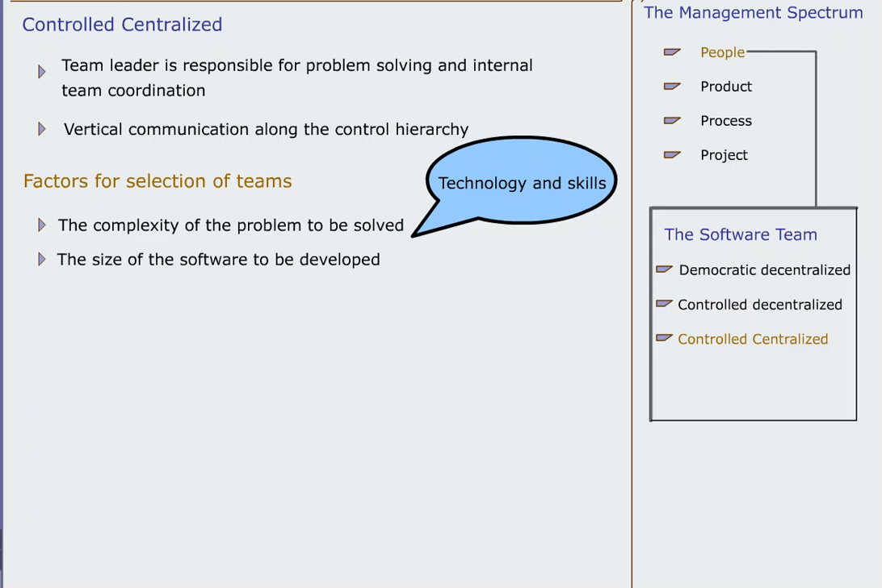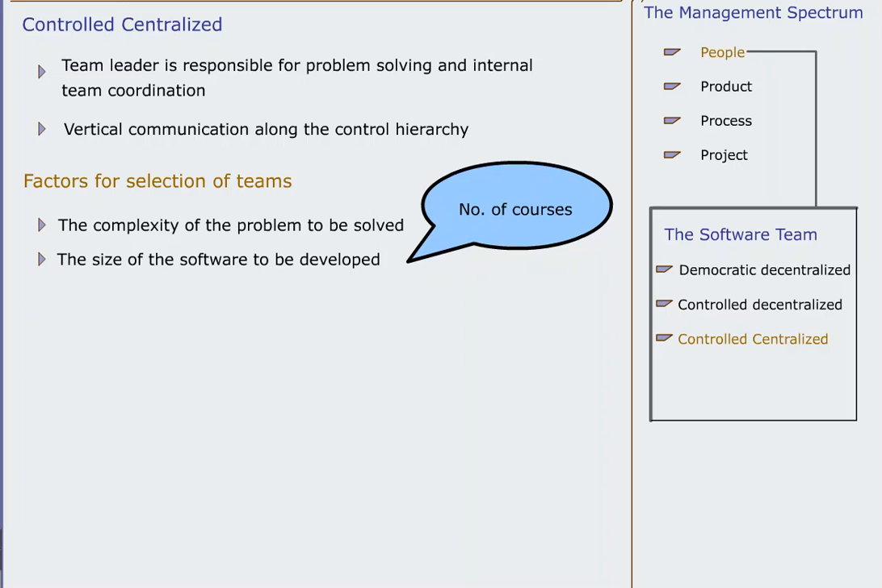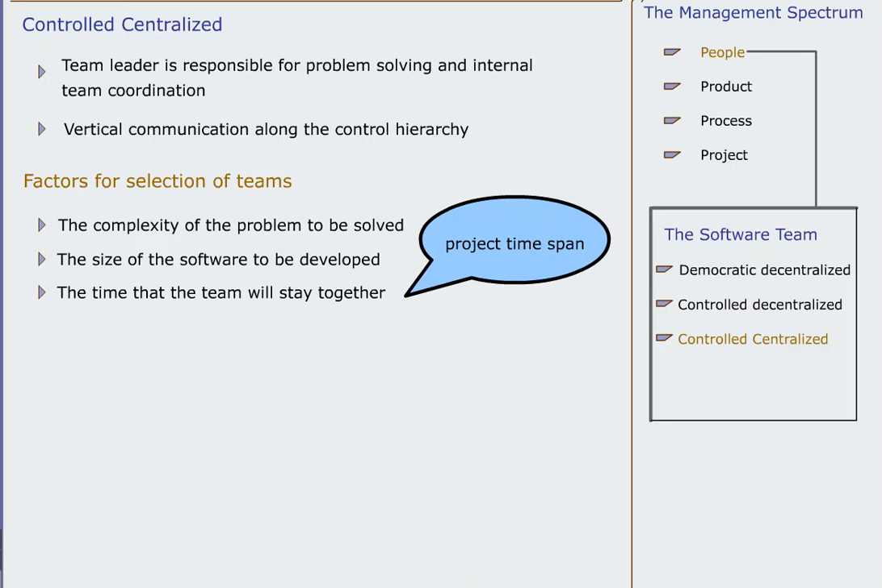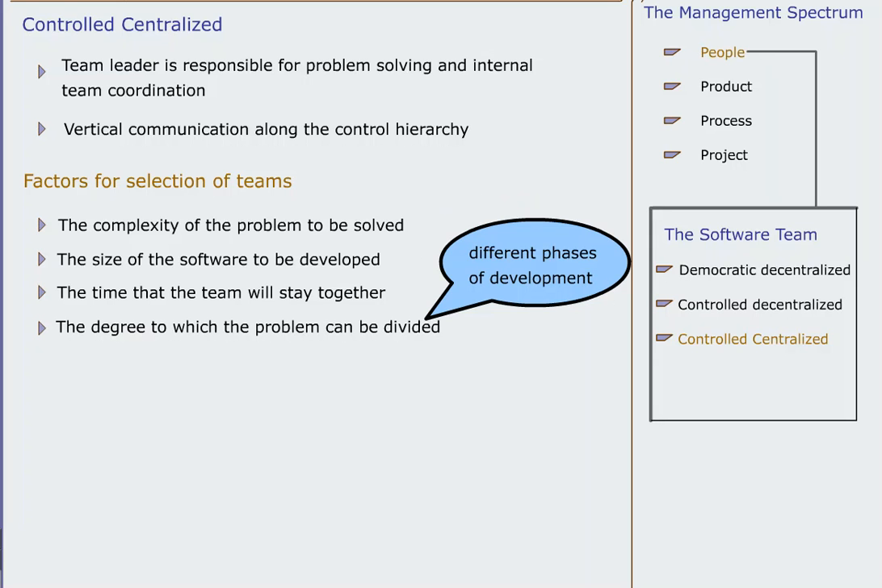Number 2. The size of the software to be developed. In our example, it means the number of courses to be developed. Number 3. Time period for which the team is required to stay together. Number 4. The degree to which the problem can be divided. It means phases of project. For example, we divide our project in different phases. In each phase, we select certain courses to be developed.